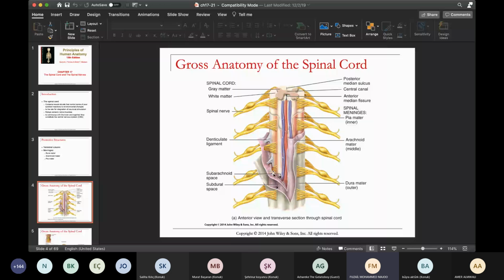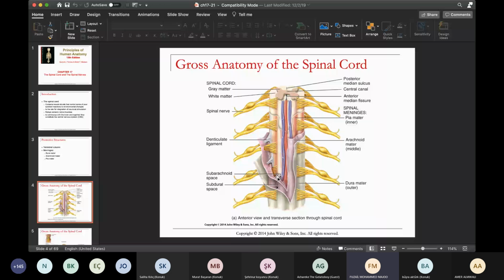So between the dura mater and the arachnoid matter, you have a space in between, and we call that the subdural space. So sub means under. Dura, again, that's referring to the dura mater. So again, there's a space between the dura and the arachnoid.